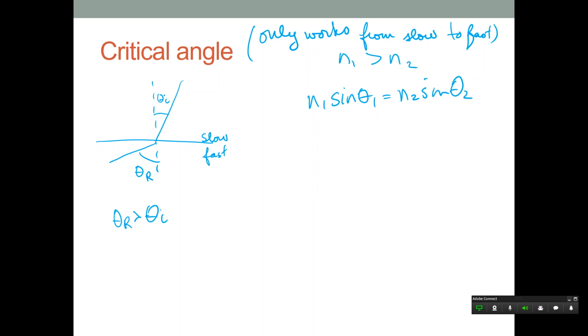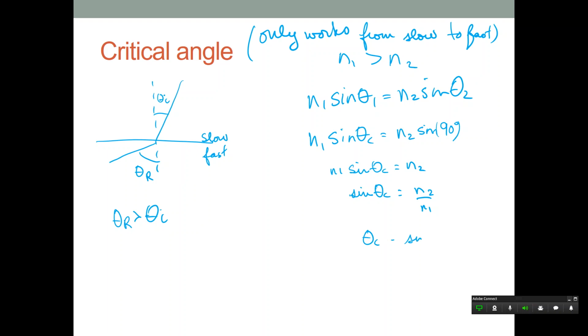So we'll say that n1 sine theta, and this angle is going to be called a critical angle, I'm going to write theta c, is equal to n2 sine 90 degrees. What's the sine of 90 degrees? 1. Okay, so that means we have n1 sine the critical angle is equal to n2, and therefore sine of the critical angle is equal to n2 over n1. Therefore, the critical angle is equal to the inverse sine of n2 over n1.